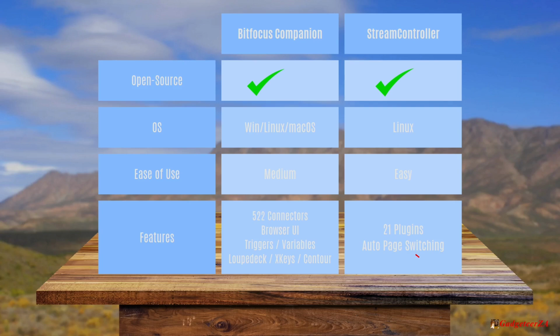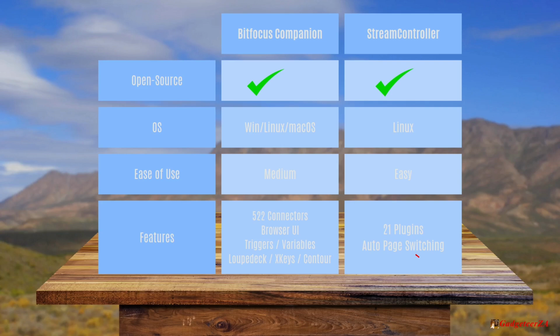And feature-wise, StreamController is quite a newish app, and it's got 21 plugins, some very useful ones, things like OBS Studio, operating system interactions, that sort of thing. That was in my previous video. With Bitfocus Companion, on the other hand, the app's been around for quite a while. It's got 522 different connectors to all sorts of hardware and software services. So, very comprehensive, but as I said, the complexity goes up a little bit. Other differences, Bitfocus Companion, you access it through a browser UI.